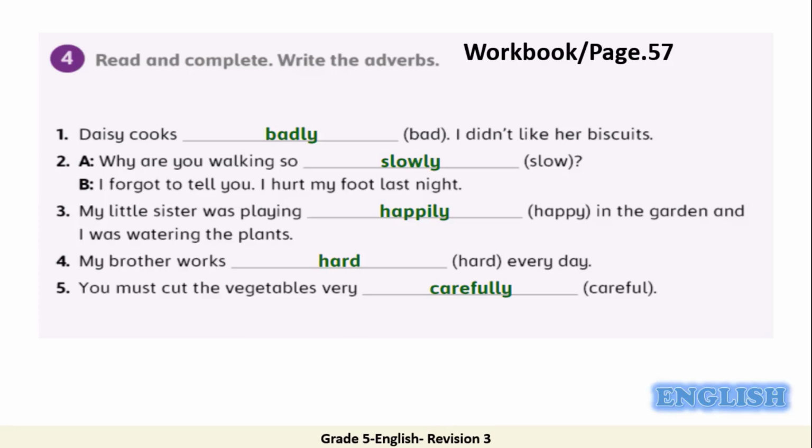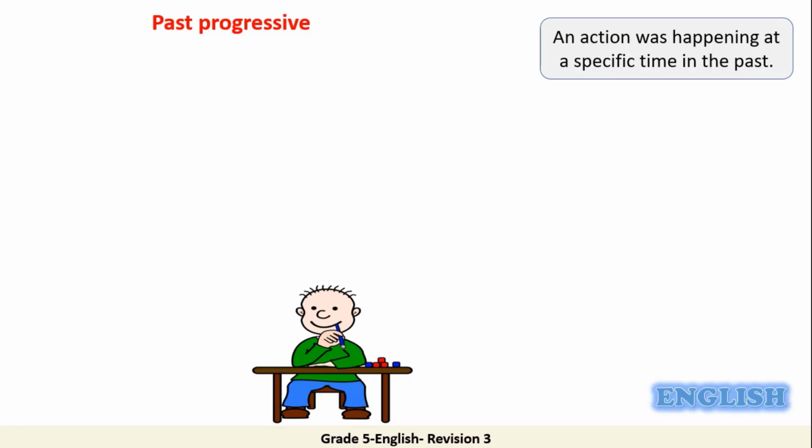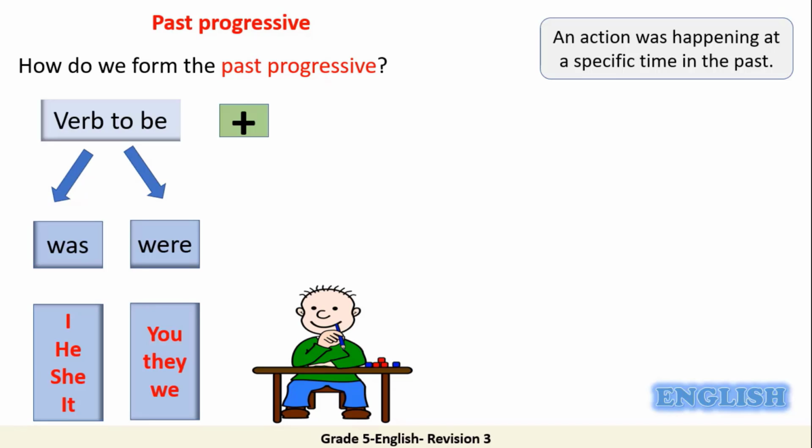Well done. Dear students, here we are going to revise the past progressive tense. So when do we use the past progressive tense? Great! We use it when we talk about an action that was happening at a specific time in the past. So how do we form the past progressive? We have to use the verb to be in the past. After the verb to be, we have to use the main verb plus ing.